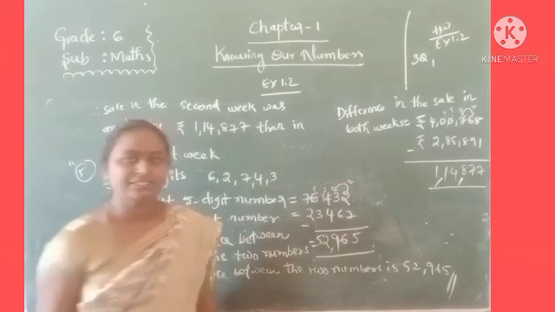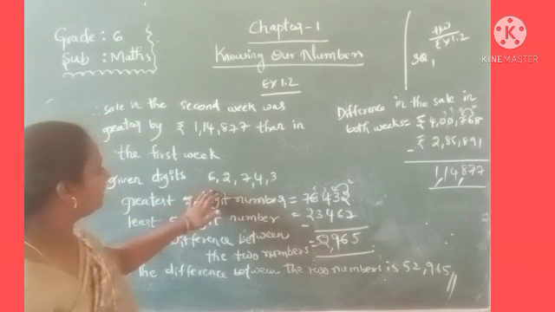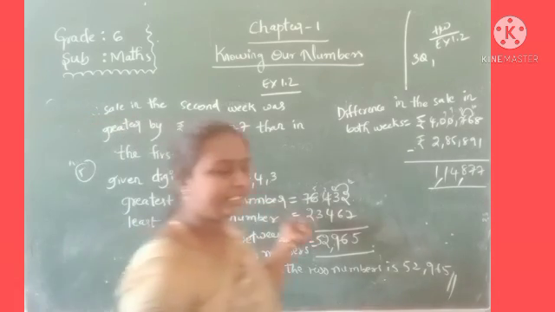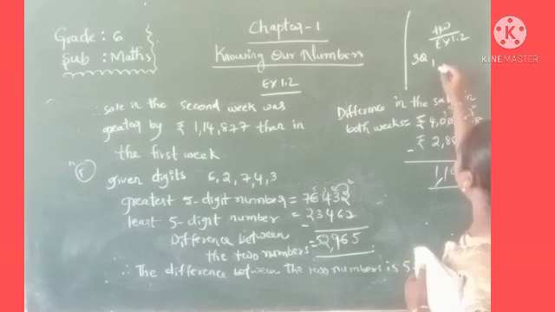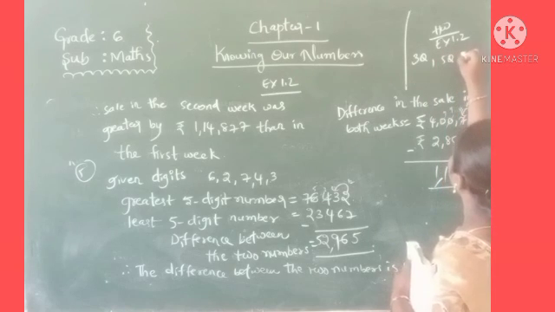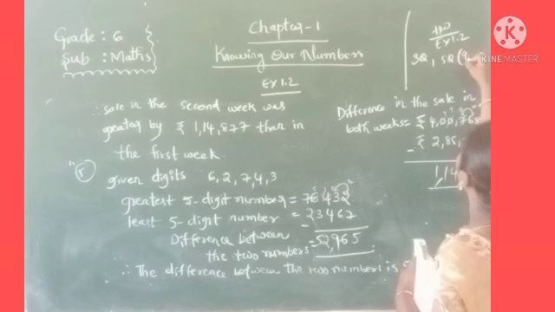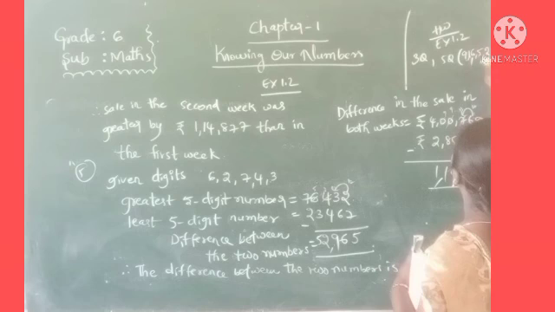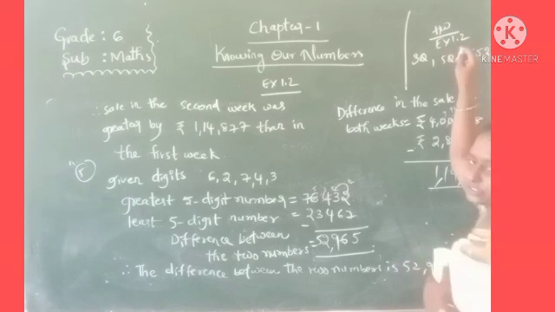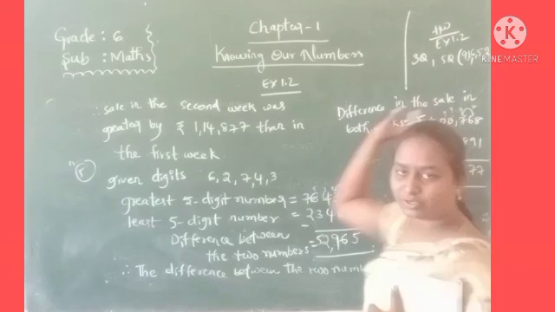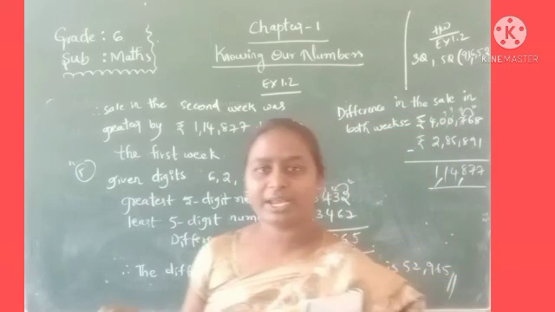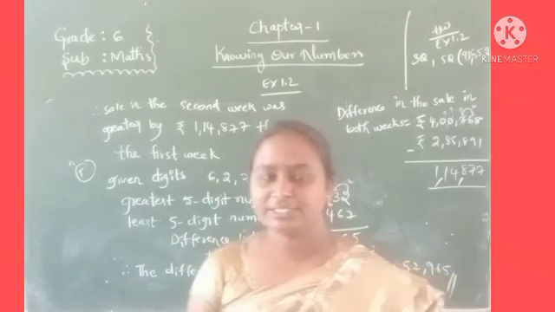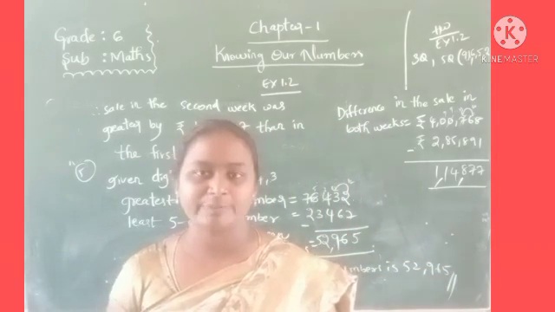Okay, children. So like this, you can take different digits. Based on this question, now you can take different digits. Now I am giving you the different digits: 9, 1, 6, 5, 2. Using these digits, you have to form the greatest 5-digit number and the least 5-digit number. After that, you find the difference between them. This is your homework today. You have to complete all these problems.